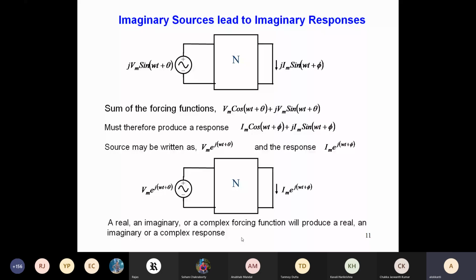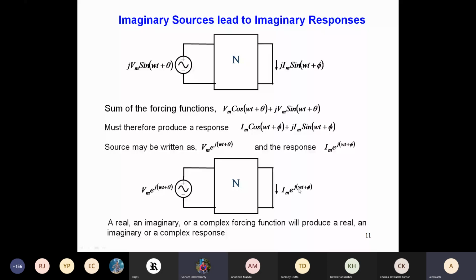So we will soon realize why I am doing this. What was our initial forcing function? Vm cos(ωt + θ). Vm cos(ωt + θ) is the real forcing, the real part of this. Similarly, our response was Im cos(ωt + φ), so basically the real part of this.